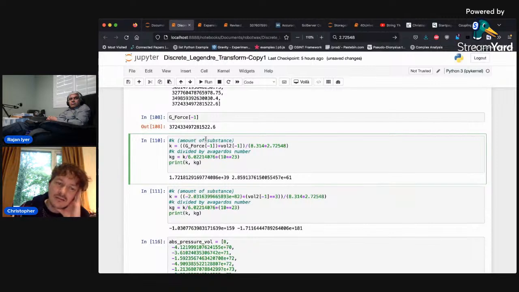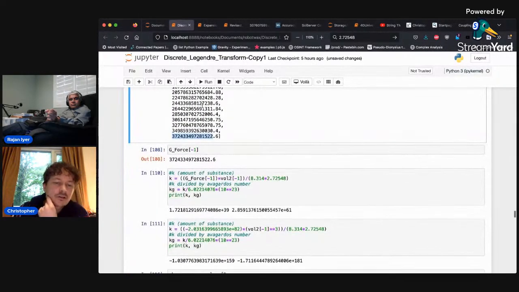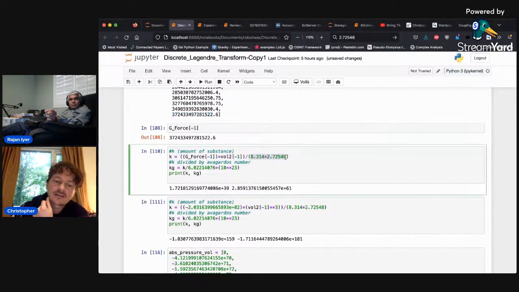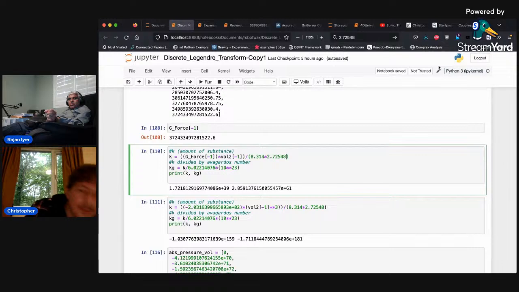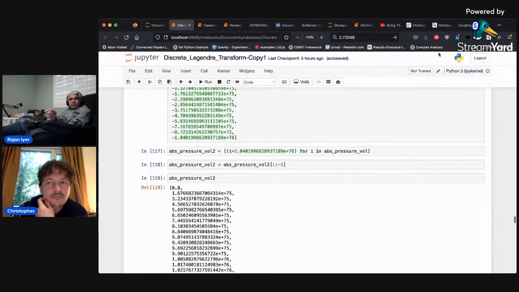So now this one is interesting. We're looking at the amount of substance in the universe. So we take the end result of the force. It's been a long time, multiplied by the volume, divided by, I'm assuming one of these numbers is... what's the name of that constant? Avogadro? No, sorry. It's Boltzmann, is it?